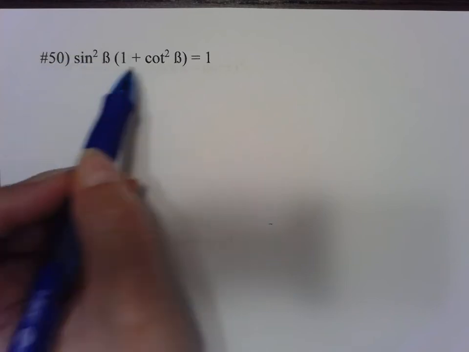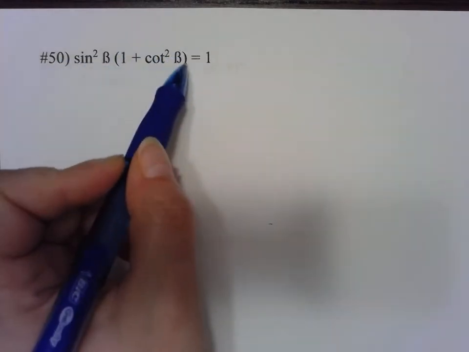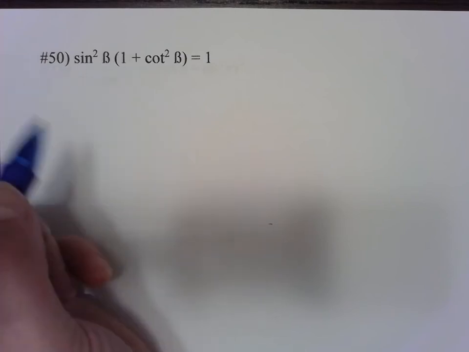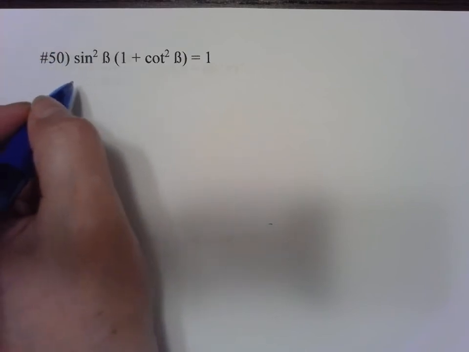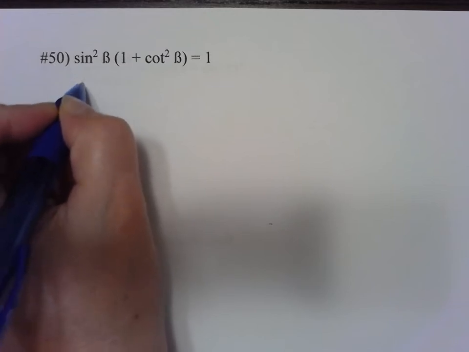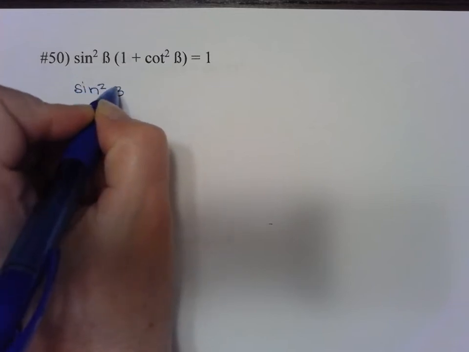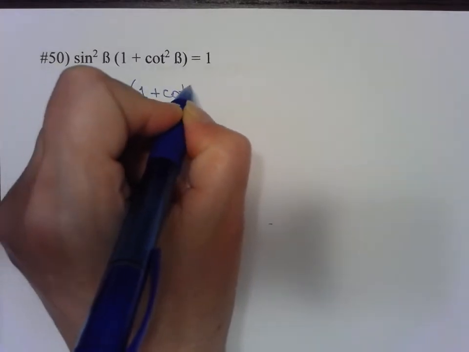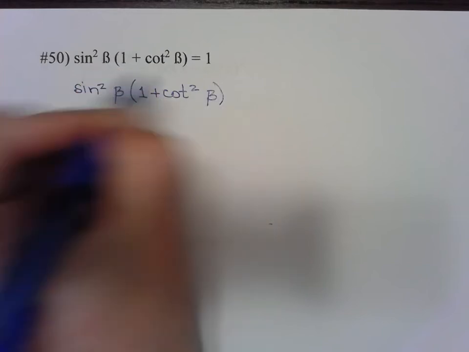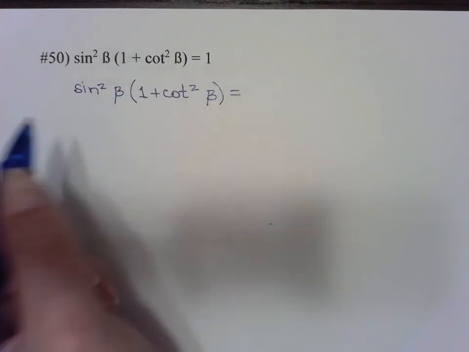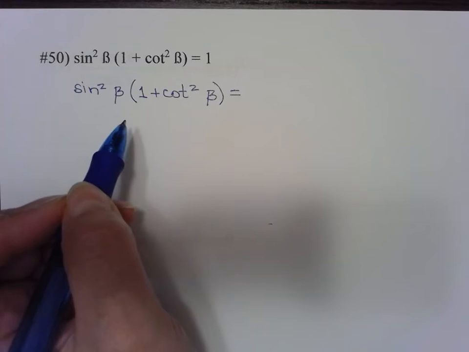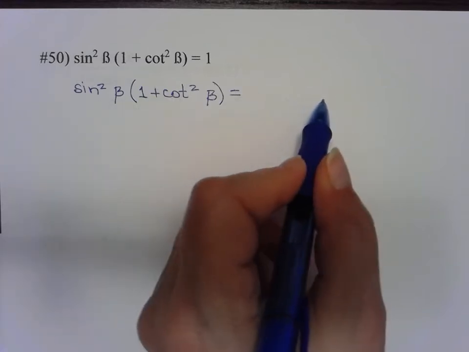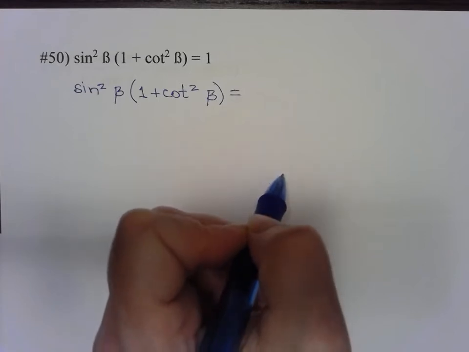But now that I'm looking at this, 1 plus the cotangent, that's a Pythagorean identity, right? So if you look at your cheat sheet, the Pythagorean identity, actually, I'm going to write down the left-hand side, because just like we said earlier, that's the more complicated side. And so I'm going to just work with the left-hand side and use identities until I get to the right-hand side.